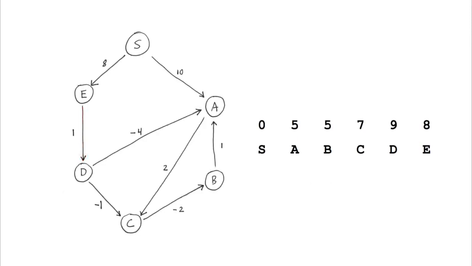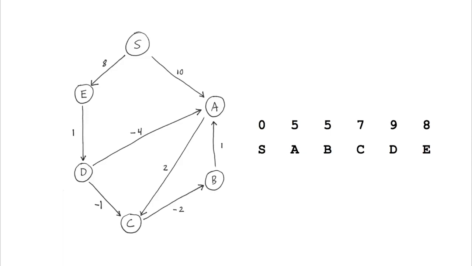We finished iteration 4 and all the values are the same. Why is this? Well, the algorithm takes at most V minus 1 iterations, but we can make it more efficient by stopping early if nothing improves during an iteration. So, after 4 iterations, we're finished. Our table shows the shortest path from S to all other nodes.